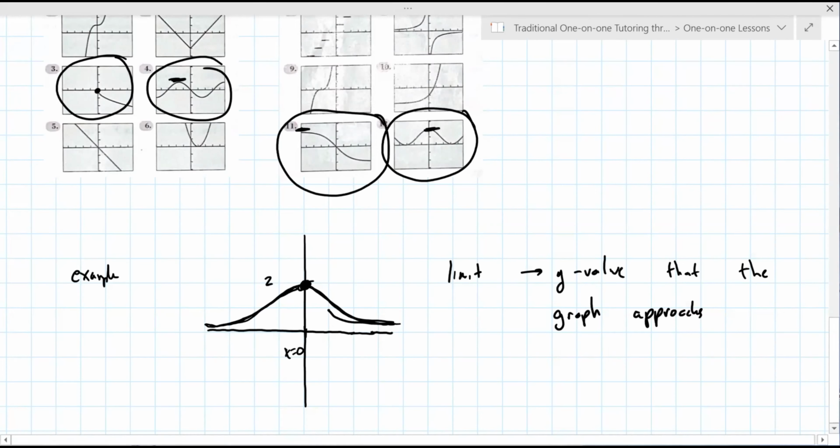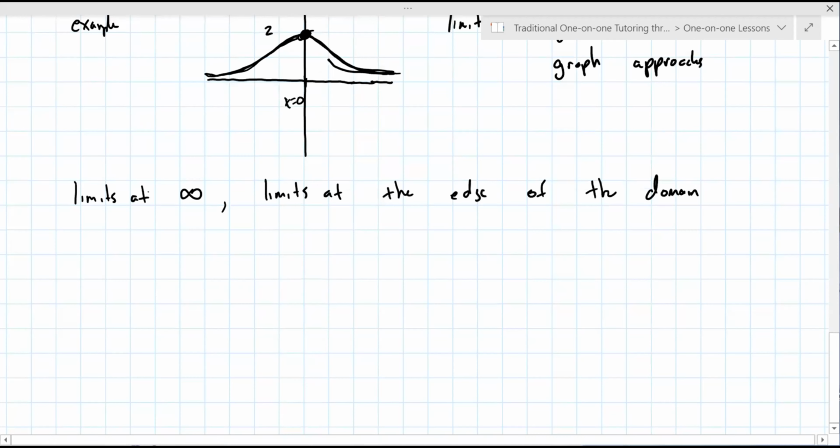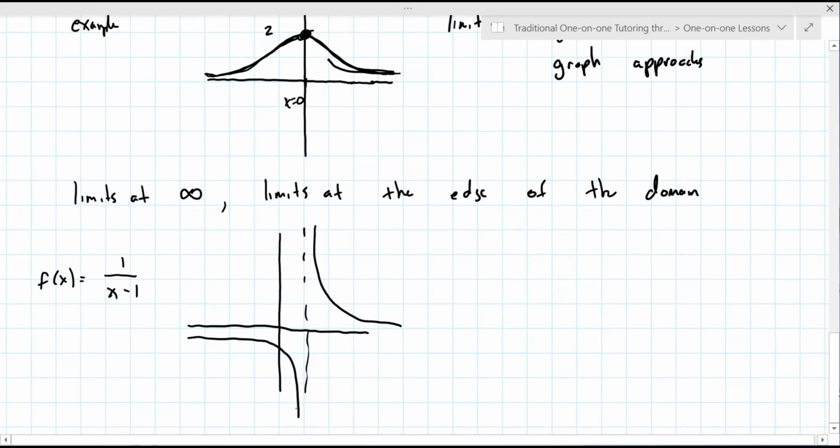There are other types of limits that exist. There's limits at infinity. There are limits at the edge of the domain. So for example, let's look at something at infinity. Let's look at f of x equals 1 over x minus 1. The graph of that, very simply, has a vertical asymptote at 1, and then it looks like this, and it looks like that.